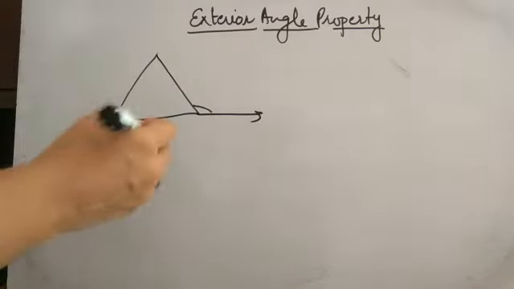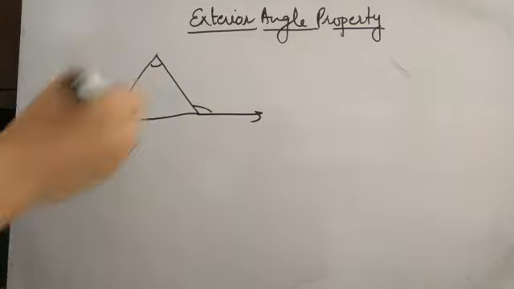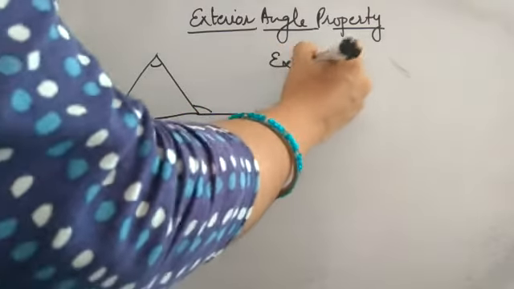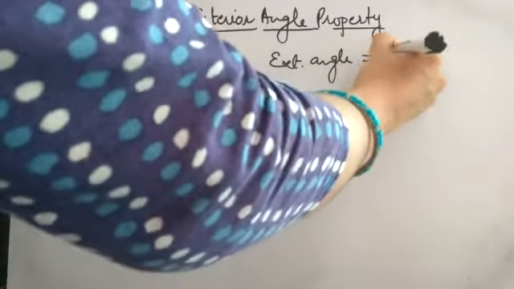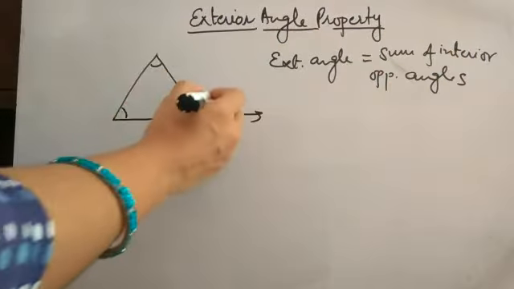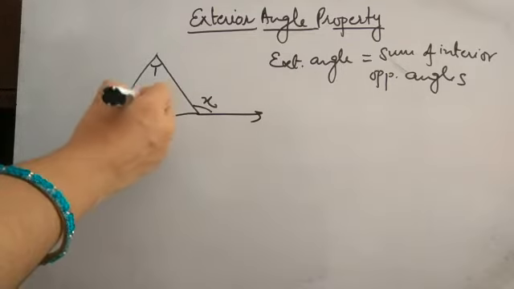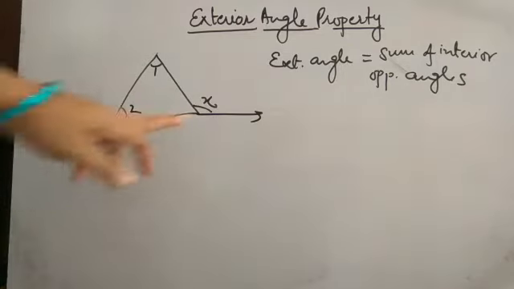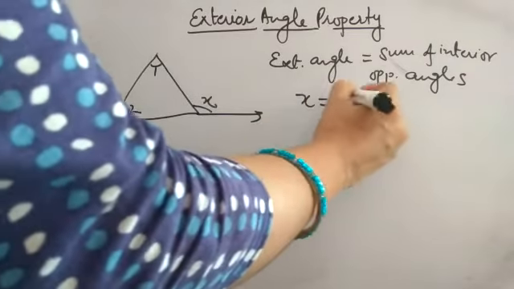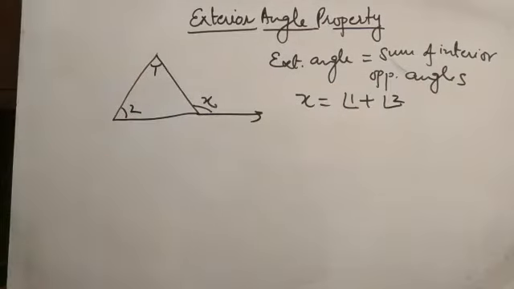And what does the exterior angle property say? The exterior angle is equal to the sum of the interior opposite angles. This exterior angle is equal to the sum of the interior opposite angles, that is, x is equal to angle 1 plus angle 2, right?